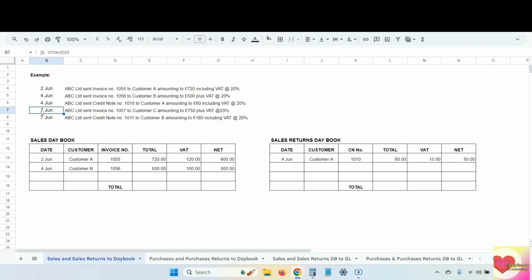Next transaction, ABC Limited sent invoice number 1057 to customer C amounting to 750 plus VAT at 20%. ABC Limited made another credit sale, so we will enter this to our sales daybook. The amount 750 plus VAT, it means it is the net amount. Let's enter the details like the date, customer name, and invoice number, and the 750 to our net column.